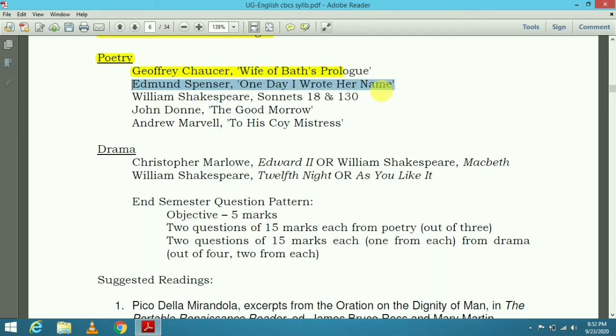Edmund Spenser's One Day I Wrote Her Name, William Shakespeare's Sonnet 18 and 130. This is really great. John Donne's The Good Morrow, Andrew Marvell's To His Coy Mistress.